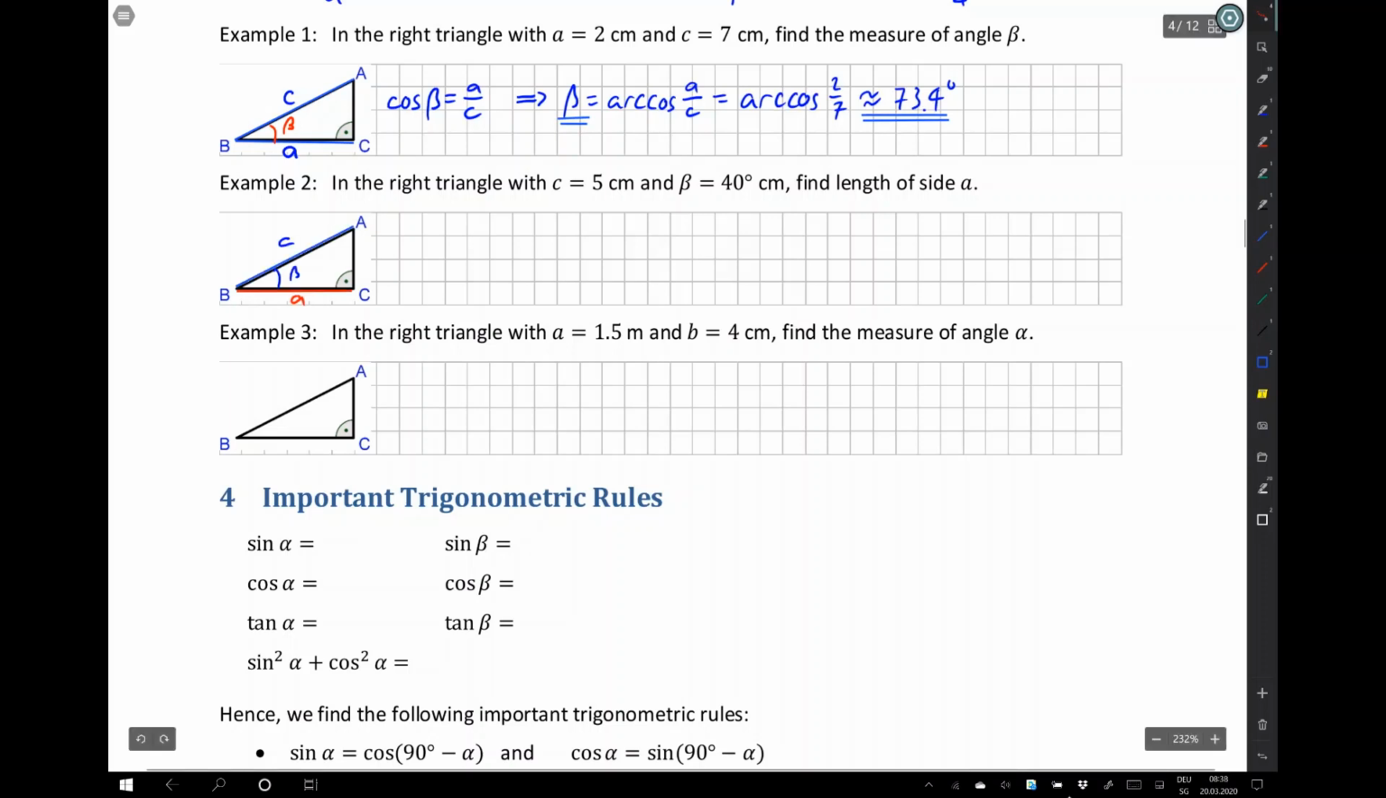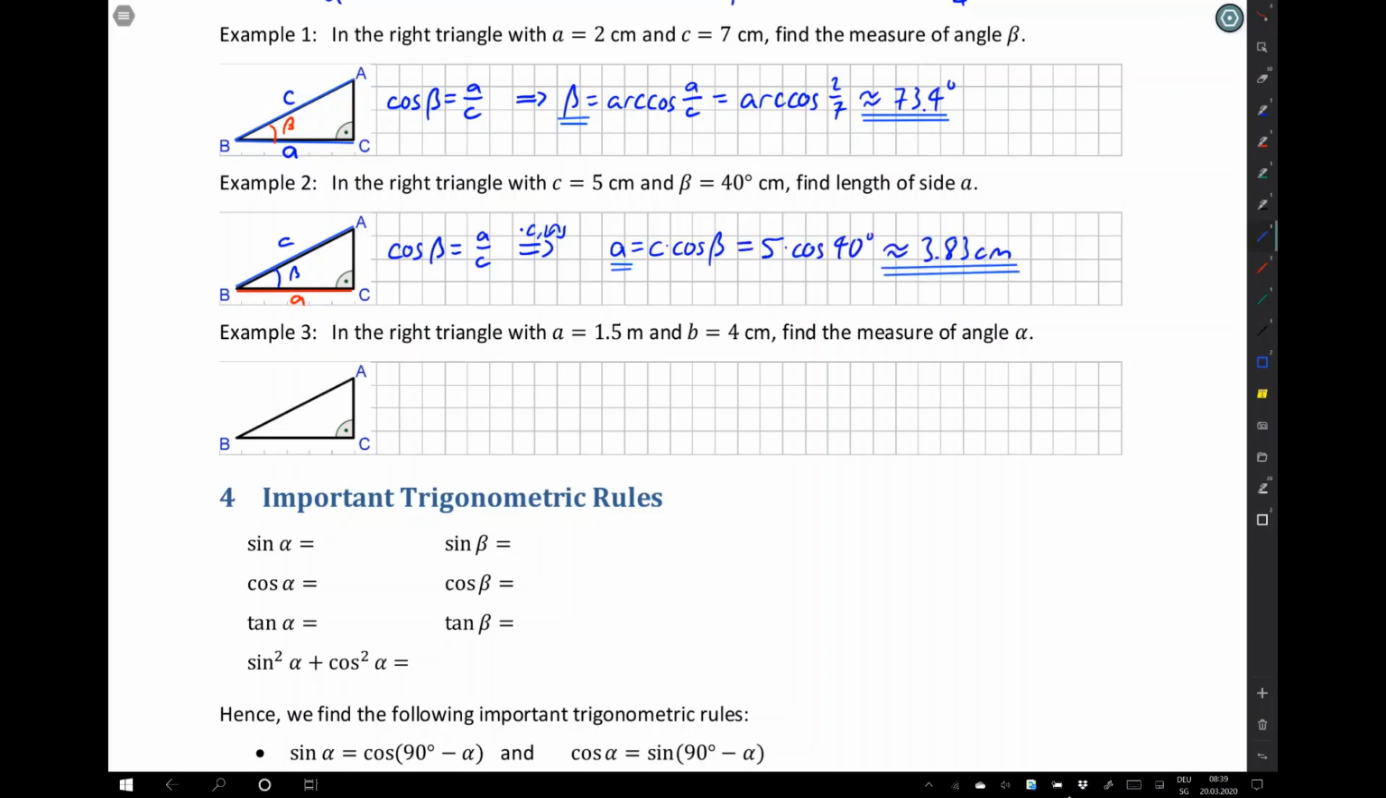In example 2, the side C and the angle beta are given and we're looking for the side A. We're looking for a side, so we need the original trigonometric function, not the inverse one. C is the hypotenuse, A is the adjacent, so again we need the cosine. So we get cosine of beta is A divided by C like above, and solving this for A, we have to multiply by C and we switch sides. We get A equals C times cosine of beta. Let us now insert the values and we get approximately 3.83 centimeters.